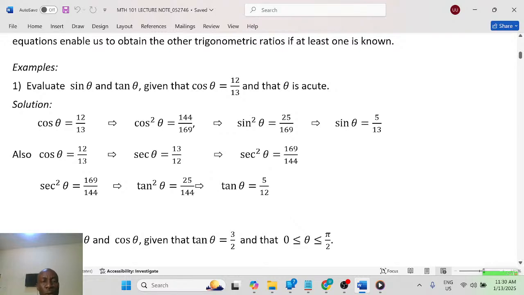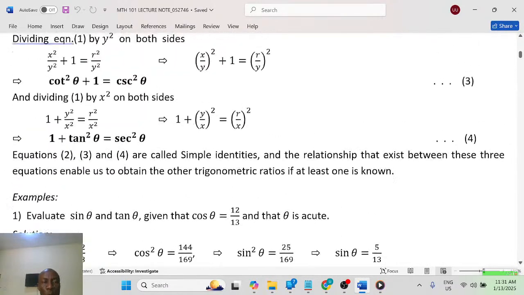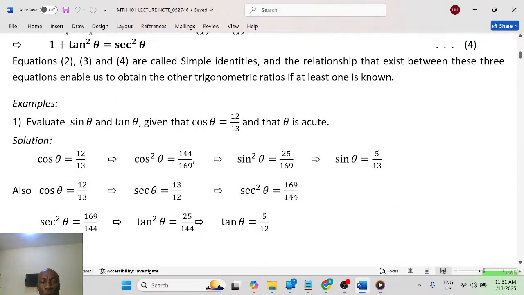Now, we know from the first identity, I'm going back again, that sine squared theta plus cos squared theta is equal to 1. That is equation 2. So this equation 2 is what we use to find the value of sine squared theta. If you make sine squared theta the subject, you have sine squared theta equals 1 minus cos squared theta, which is 1 minus 144 divided by 169. It will give us 25 all over 169. The square root of sine squared theta will give us sine theta, and the square root of 25 is 5, the square root of 169 is 13. So sine theta is equal to 5 all over 13.